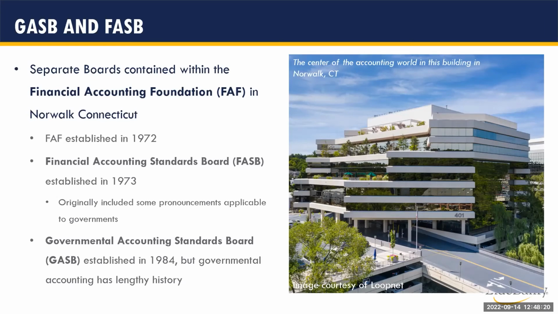By the way, the board is going to be moving down the street from this building later this month because they've outgrown it. The FASB was born in 1973, assuming operations from former boards. The pronouncements issued in the 1970s by the FASB had some applicability to governments, but the AICPA did not fully recognize those elements. A predecessor board to the GASB was established in 1979 by a group of stakeholder entities.